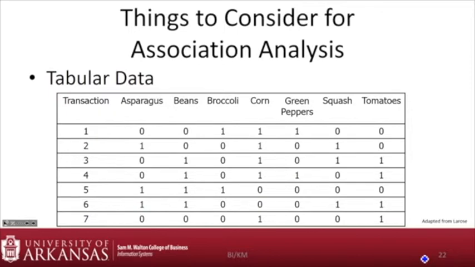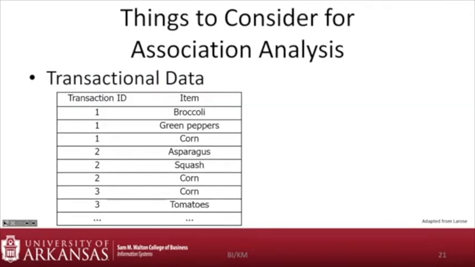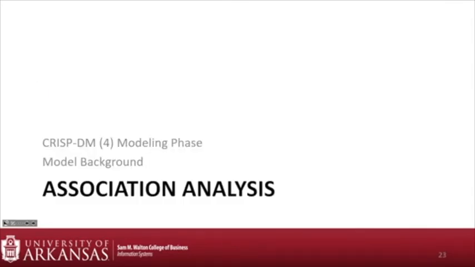Different data sets or different data software need the data in different forms to be able to run the association analysis. Okay, for us, for SAS EM, we need the transactional data. So we need every item to be in its own row. So that's kind of how the data prep has to work. So how do you get the data in the format that you want?